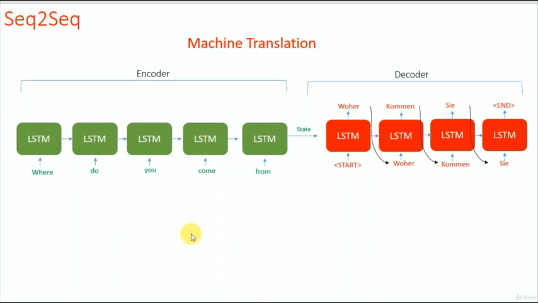Now this uses a seq-to-seq or sequence-to-sequence model. This application is called seq-to-seq. Basically, you encode the sentence in one LSTM, and then you decode it back again in another LSTM. So you have two LSTMs, one as the encoder and one as the decoder.